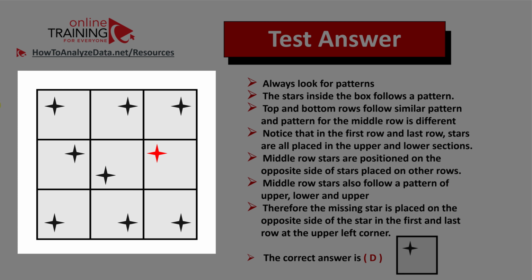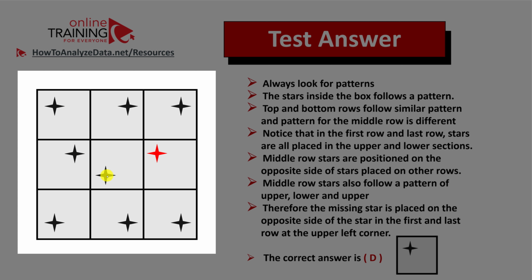The first pattern is that the top and the bottom rows follow similar patterns. You see the location of the stars for the top row, they are at the top, and for the bottom row, the stars are at the bottom part. If you follow the middle row, you will see that the stars in the middle row follow a completely different pattern. The first middle row star is at the top, then bottom, then the next one logically would be at the top again. You also see that the middle row stars are placed on the opposite sides of the top and bottom row stars. You see in the first column, the middle row star is in the upper right corner versus the top and the bottom rows, which are placed on the left side.